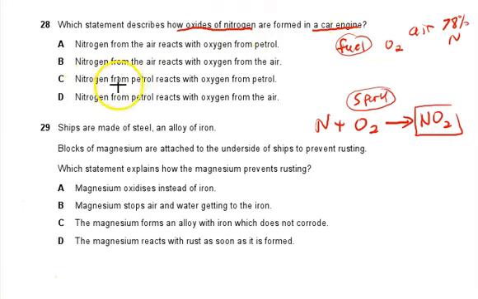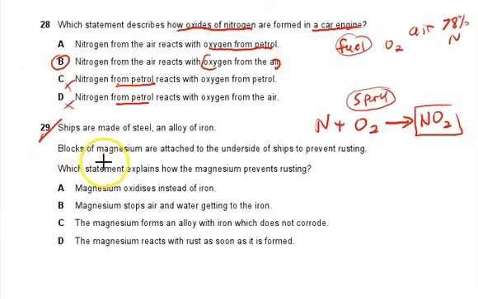So nitrogen from petrol is wrong. Nitrogen from air reacting with oxygen from petrol is also wrong, because the oxygen is actually coming from the air. So your best answer here will be B.